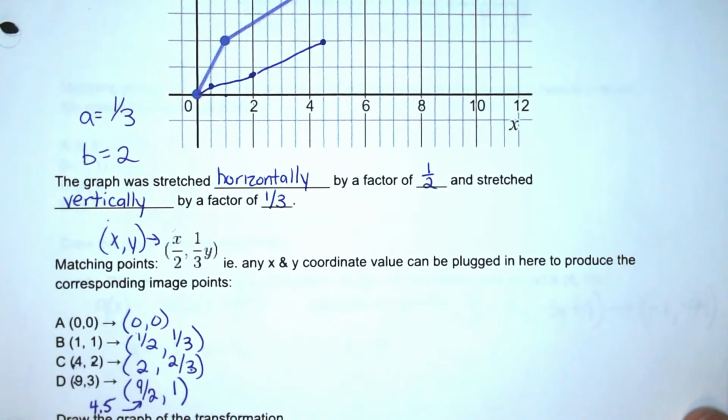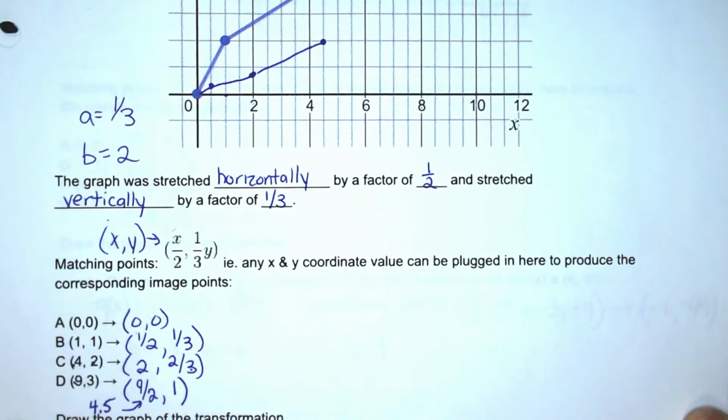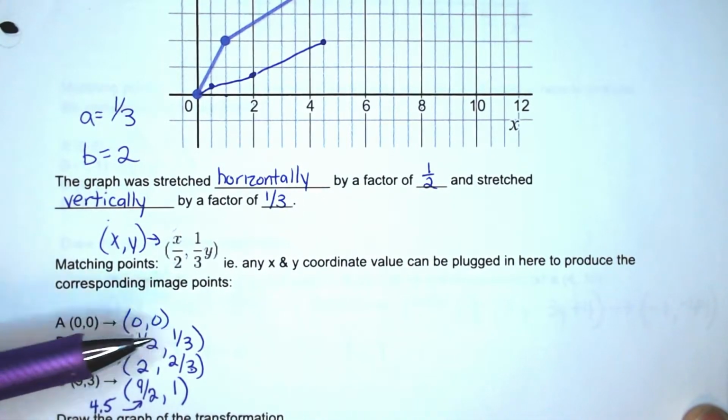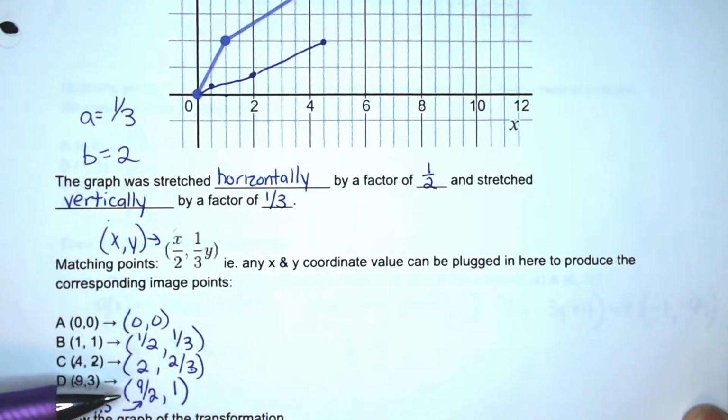So if we take our coordinates that are plotted on the graph, nice and easy, 0, 0, of course, is an invariant point. It's not going to change. In point B, you're just going to go 1 divided by 2, give you 1/2, and 1 divided by 3 to give you 1/3. In C, it goes to 2, 2/3. In D, I left it in fraction form here. It's 9 over 2, but just keep in mind that that is the same as 4.5, 1.